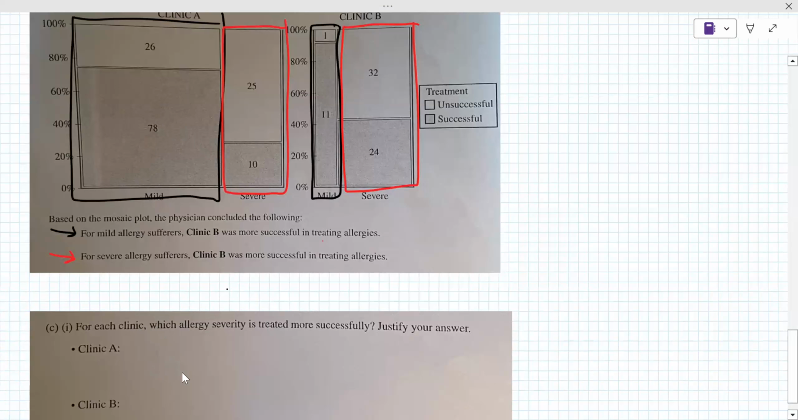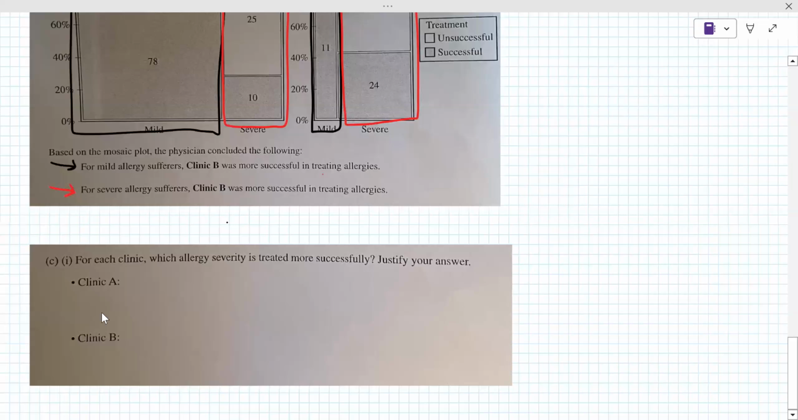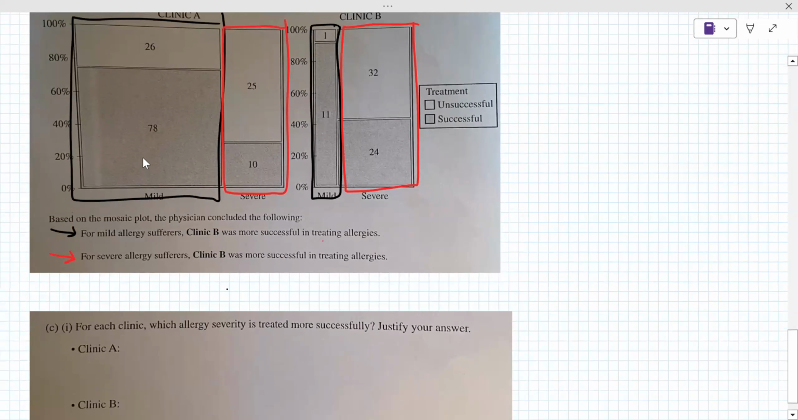And are these questions like that on the AP exam? Yes, a little more so. They're just like this. They're always like you have to kind of discern what they're trying to figure out. I see. Which allergy severity is treated more successfully?